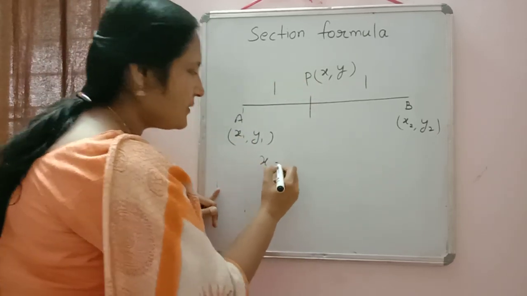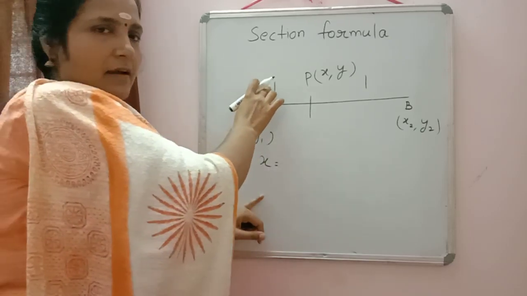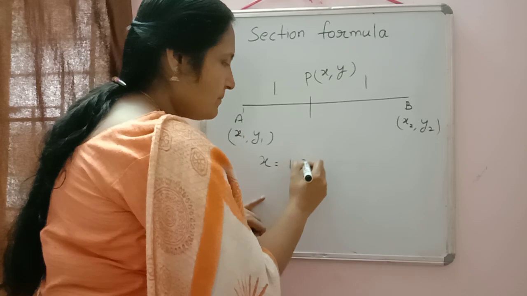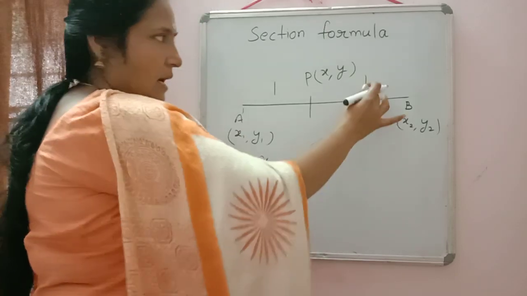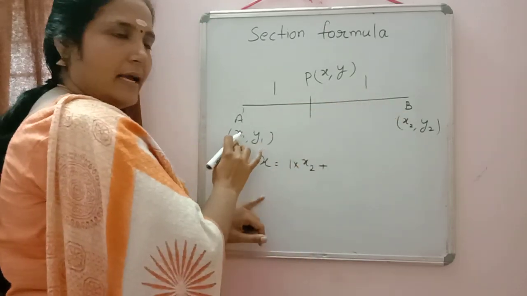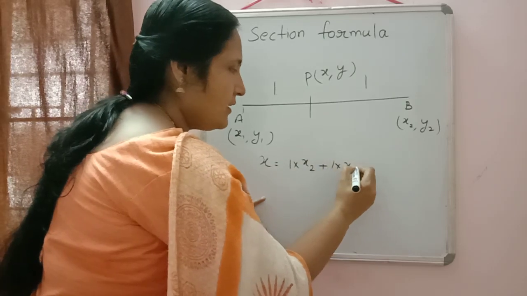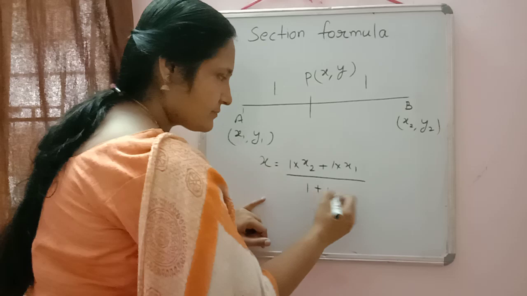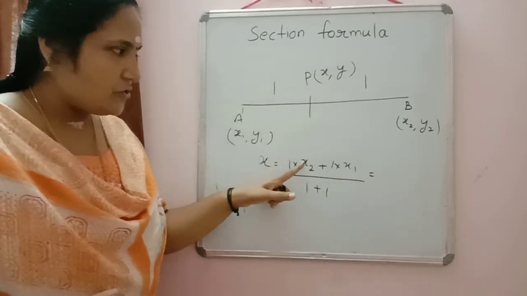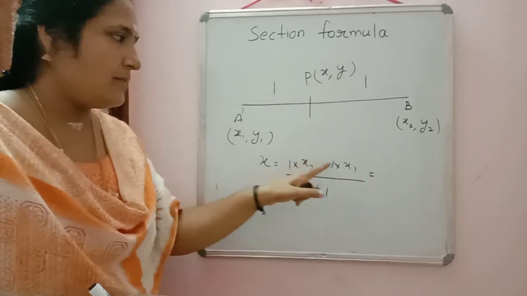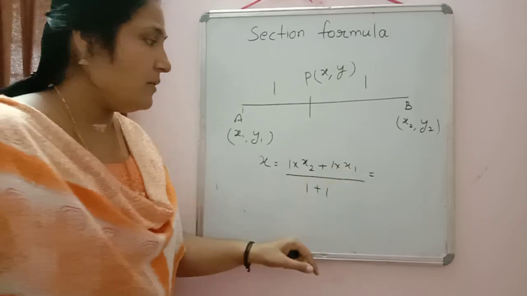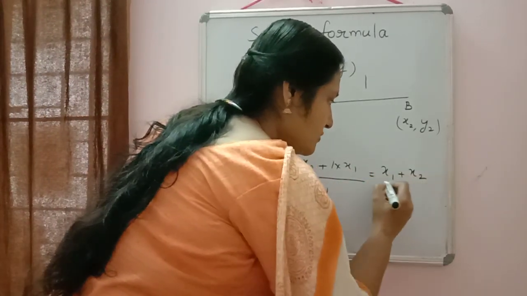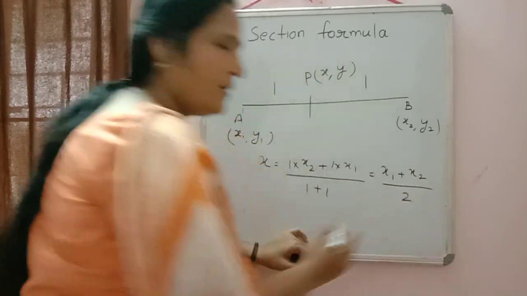So x is equal to, as we said, 1 will be multiplied by x2. So 1 into x2 plus 1 will be multiplied by x1. 1 into x1 by 1 plus 1. 1 into x2 will be equal to x2. 1 into x1 will be equal to x1. So what we are getting here? x1 plus x2 divided by 2.